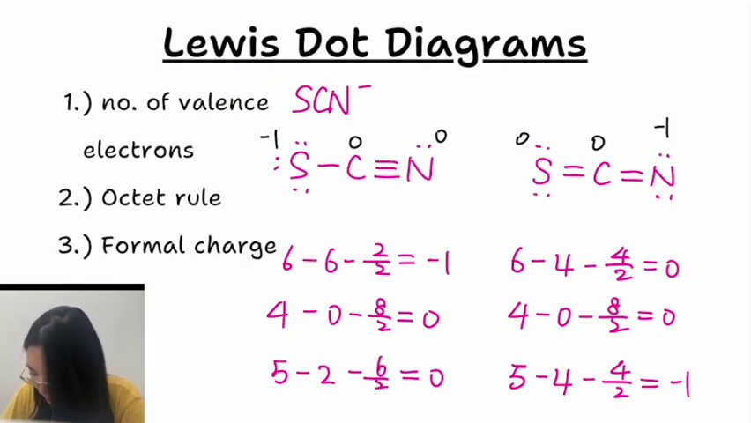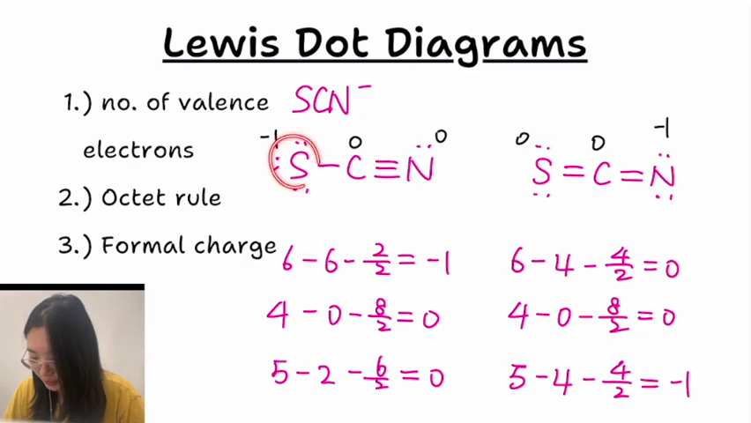Okay, so when we compare these two Lewis dot diagrams, both of them carry two 0 formal charges and one negative 1 formal charge. The only difference is in the left one, the sulfur carries the negative 1 formal charge. On the right one, the nitrogen carries the negative 1 formal charge. Okay, so we cannot minimize the formal charge anymore.